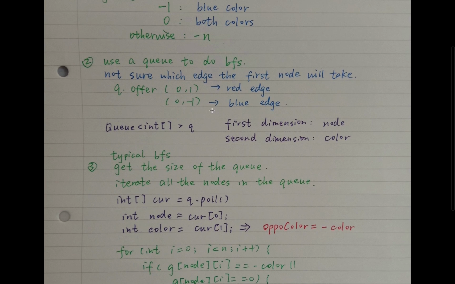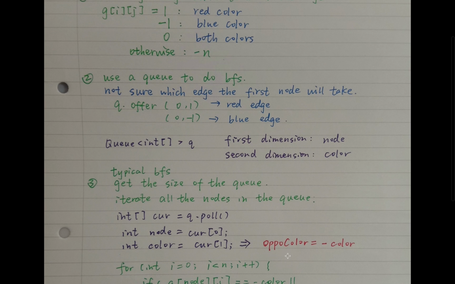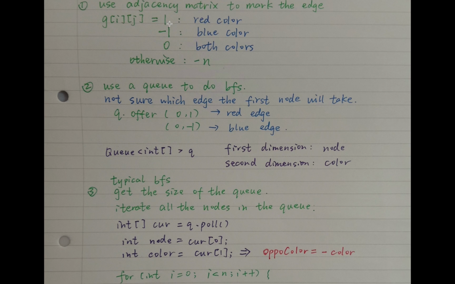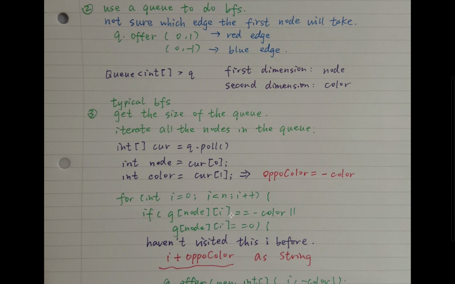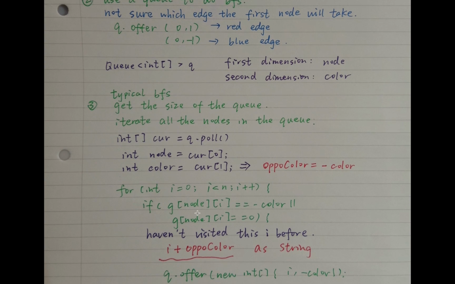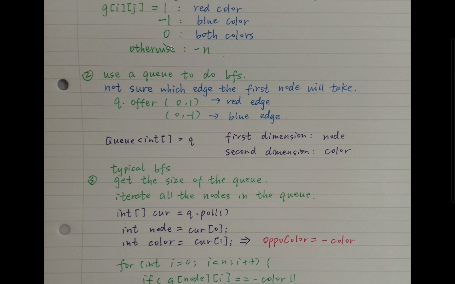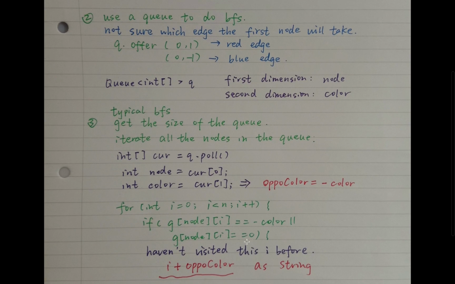The reason that I use 1 and negative 1 is because I can easily get the opposite color. That means if the current color is red, which is 1, we need to find the opposite color, which will be negative 1. So we just negate the color to get its opposite color. Then we iterate over all the nodes to check if they have a path from the current node to i. Why do I write equal to 0? Because you should notice that if it's 0, that means it has both colors, so that should always work.